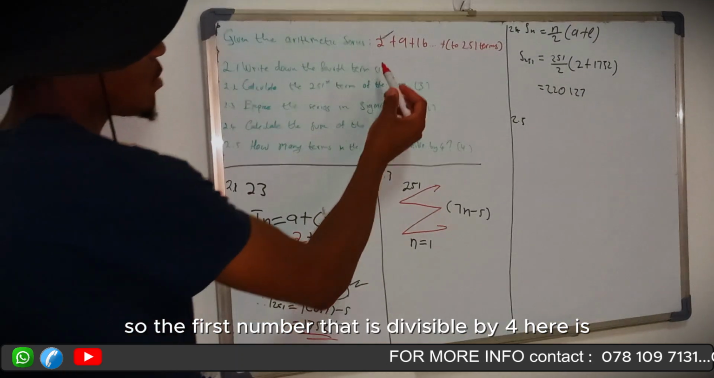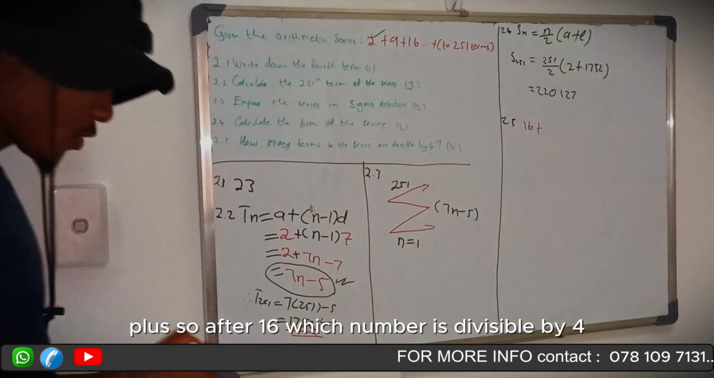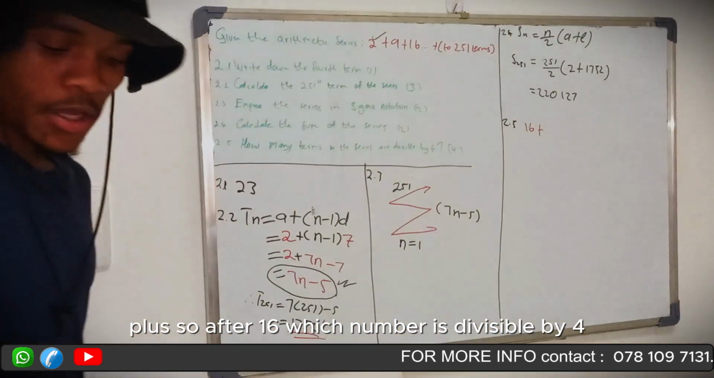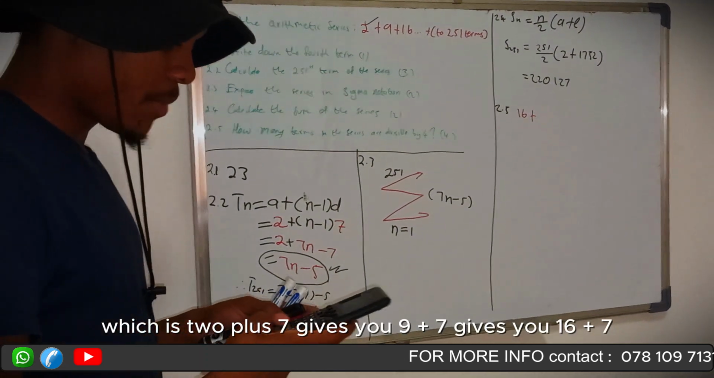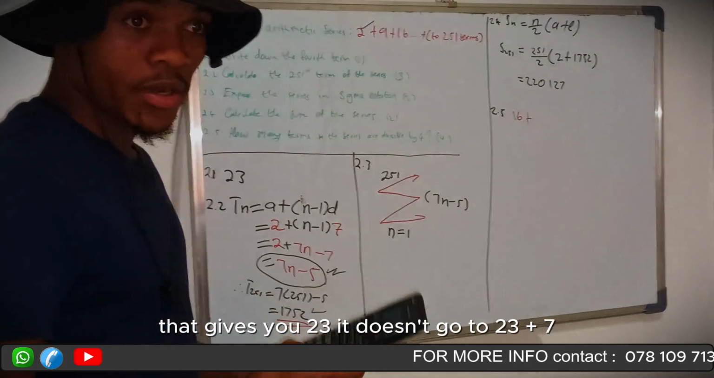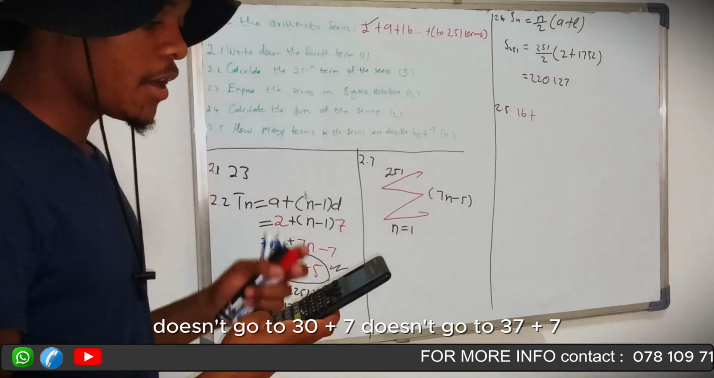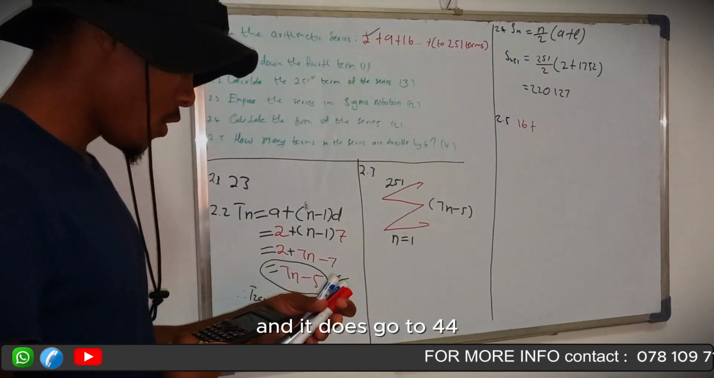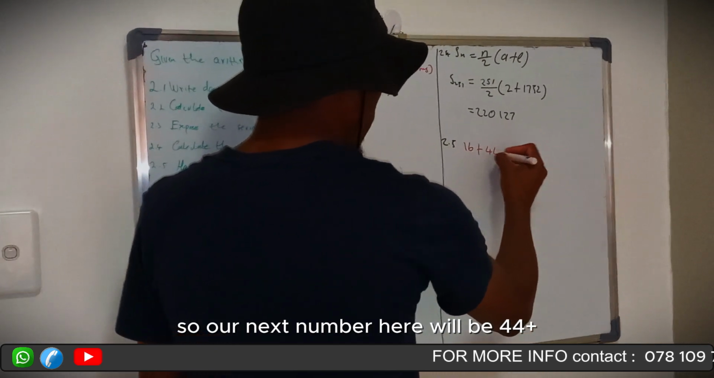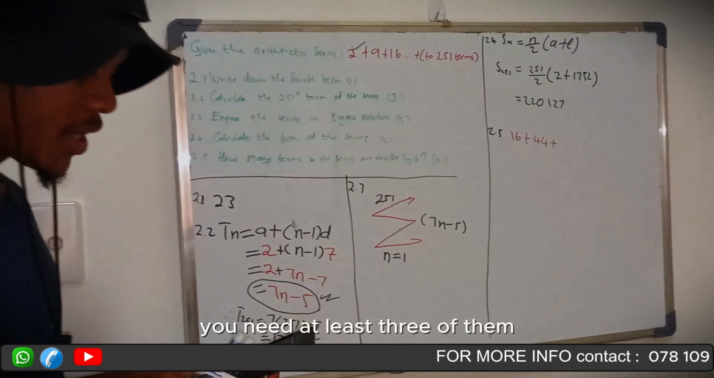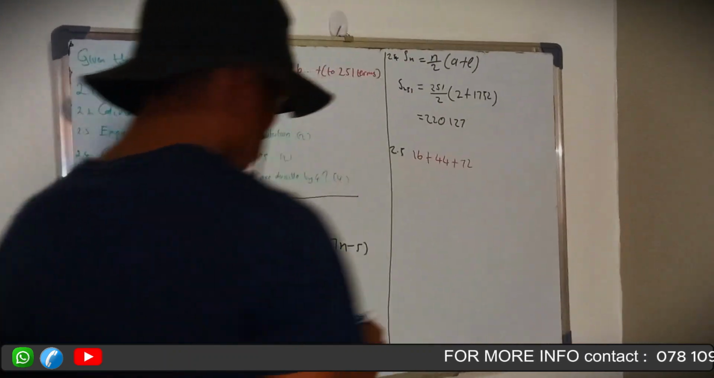So the first number that is divisible by 4 here is 16 plus. So after 16, which number is divisible by 4? Then you're going to go to your calculator, rewrite this series, which is 2 plus 7 gives you 9, plus 7 gives you 16, plus 7, that gives you 23. It doesn't go to 23, plus 7 doesn't go to 30, plus 7 doesn't go to 37, plus 7, and it does go to 44. So our next number here will be 44 plus. You need at least 3 of them, and the next number it goes to after 44 is 72.